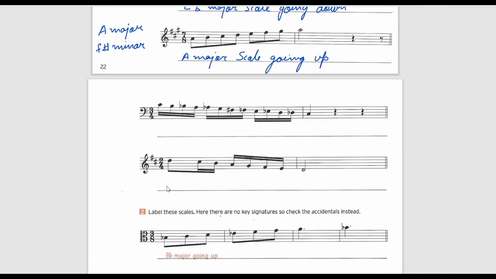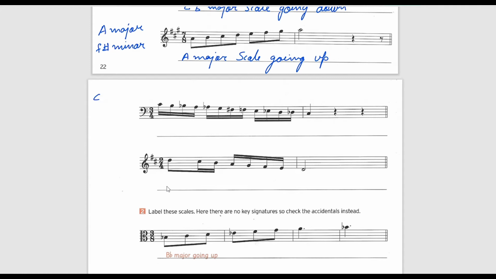Okay, now let's do the next one. In this one you can see a lot of accidentals. We can see that there is no key signature, so it should be either C major or A minor scale. Now this starts on C and finishes on C, so that should mean C major. But if it's C major, why are there so many accidentals? For that we need to check the notes.